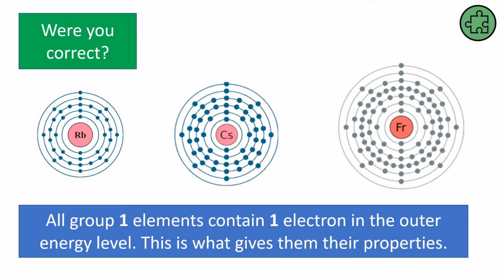So if you look here, no matter how big these elements get, you can see that each of them only has one electron on the outer energy level. And this is what gives group 1 their properties.